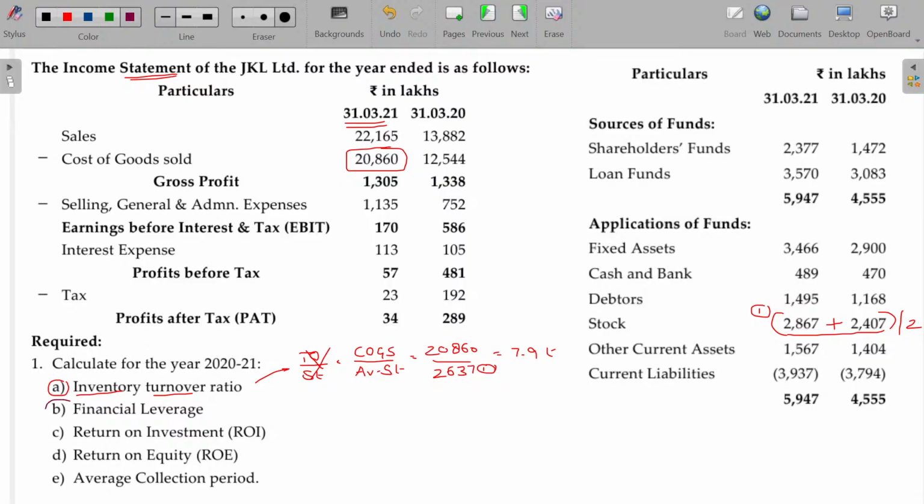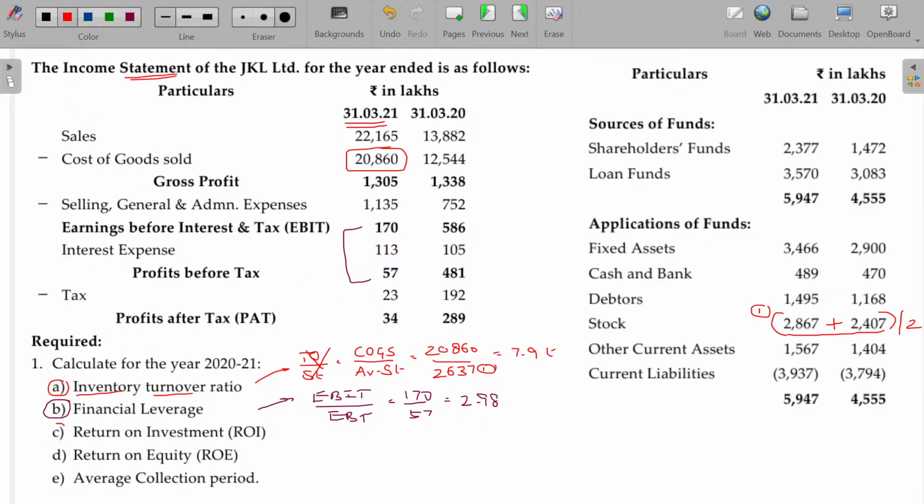Then, in case of financial leverage, what's the formula for financial leverage? Very simple. In case of financial leverage, EBIT by interest. So for the current year, these two will be taken. 170 by 57. The ultimate value will be 2.98.